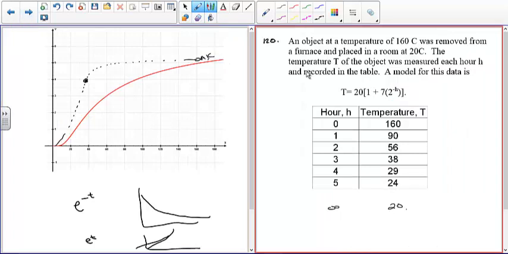Okay, then we have this expression which shows the temperature of an object in a room. So the temperature of the object is 160 degrees C, and it's removed from a furnace and placed in a room at 20 degrees C. The temperature of the object was measured each hour h and recorded in the table. A model for this data is T equals 20 times 1 plus 7 times 2 to the negative h power, where h is the number of hours.